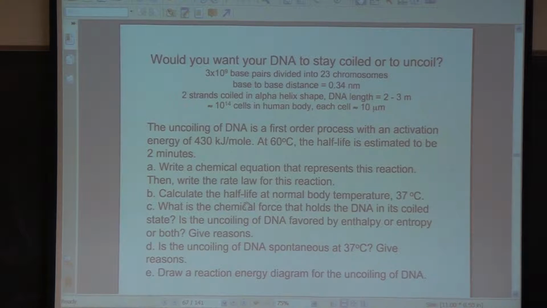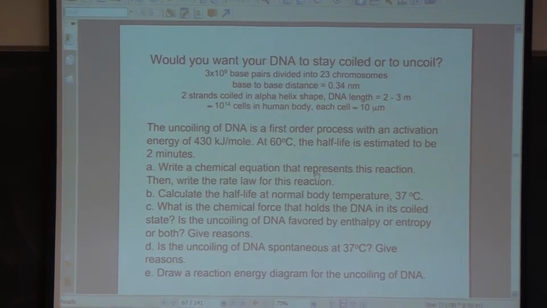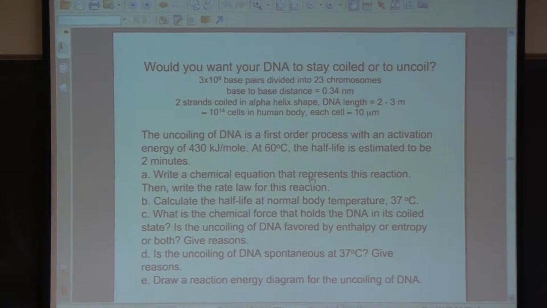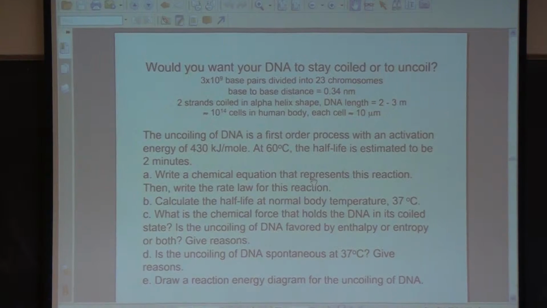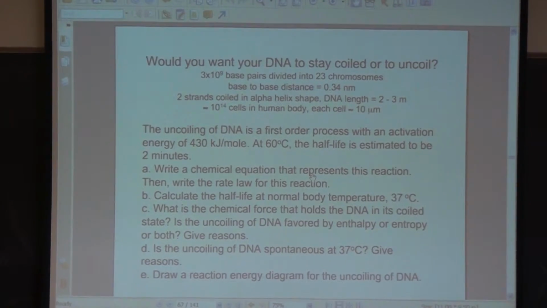So let's go into part C. What is the chemical force that holds the DNA in its coiled state? So note that DNA consists of two strands. Each strand is held together by those base pairs. And we've talked about the chemical force which holds together those base pairs. What is that chemical force?